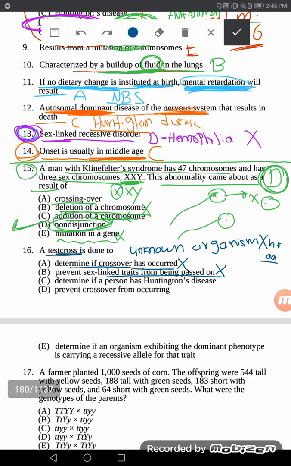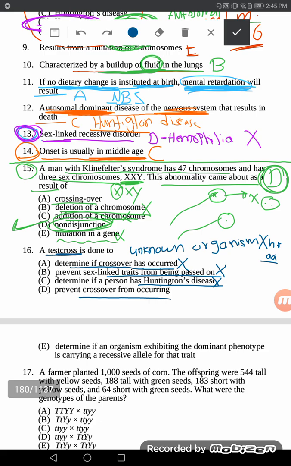To determine if a person has Huntington disease? For Huntington disease, as I mentioned before in the second video, it cannot be determined by this test. It should be distinguished by genetic screening tests like gene sequencing for the gene responsible for this disease. To prevent crossover from occurring? This is also not true. Crossing over cannot be prevented, as I mentioned before.